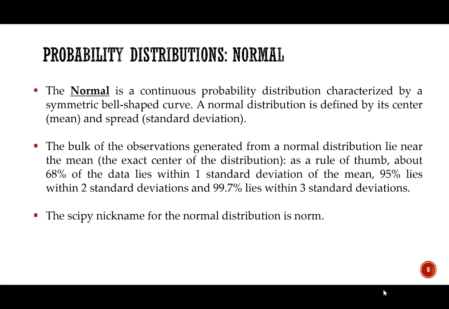center of the distribution. Now, as a rule of thumb, if we calculate the total area under the curve, about 68% of the data lies within one standard deviation of the mean. So the probability of x between -1 and 1 is 68%. 95% lies within two standard deviations. So the probability of x between -2 and 2 is 95%. And 99.7% lies within three standard deviations. The SciPy nickname for the normal distribution is norm.